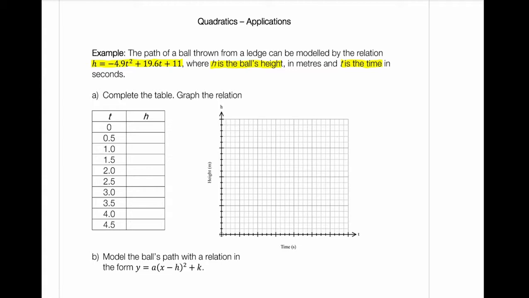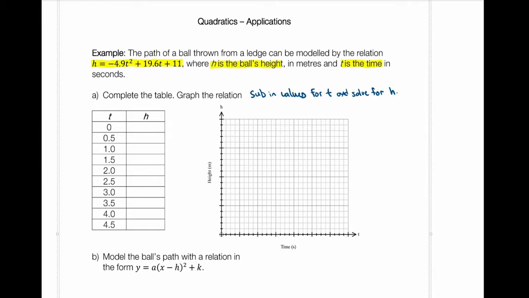Looking at this, I should recognize that it is a quadratic in standard form, which we should know already does tell us some key information. But what I'm going to do first is complete the table and then graph the relation. So anytime I'm asked to complete a table and I'm given an equation, I need to sub in values for t and solve for h. That's essentially what it's asking me to do. In other cases, it may be sub in values for x and solve for y. In this case, it's t and h because that's what we're given.